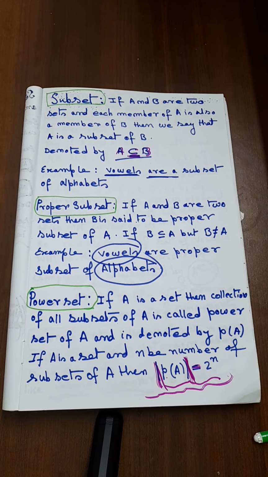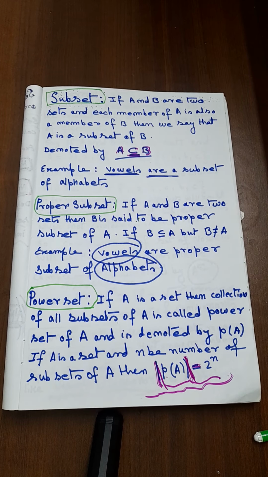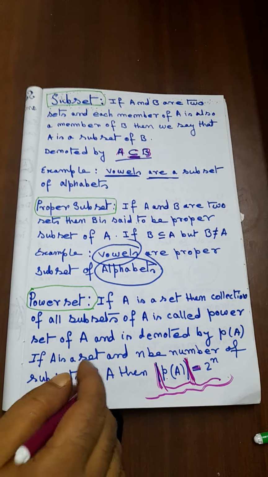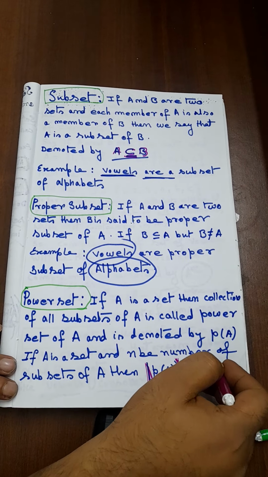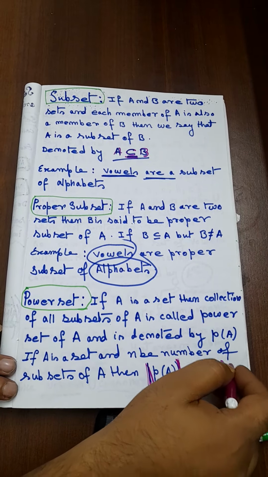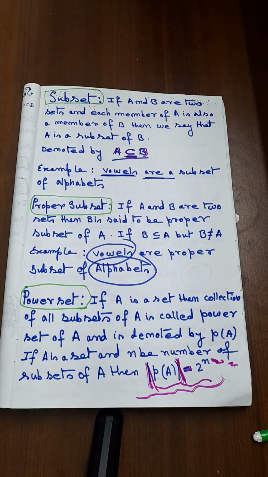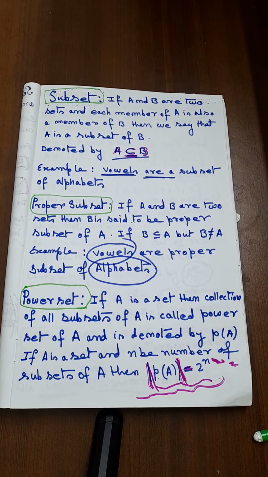So if you consider alphabets, you can make lots of meaningful words from the alphabets, right? Whatever meaningful word we can build from the alphabets, you can make it. Then what will be the power set of alphabets? Here n will be the number of meaningful words that you can build through the alphabets. Okay.